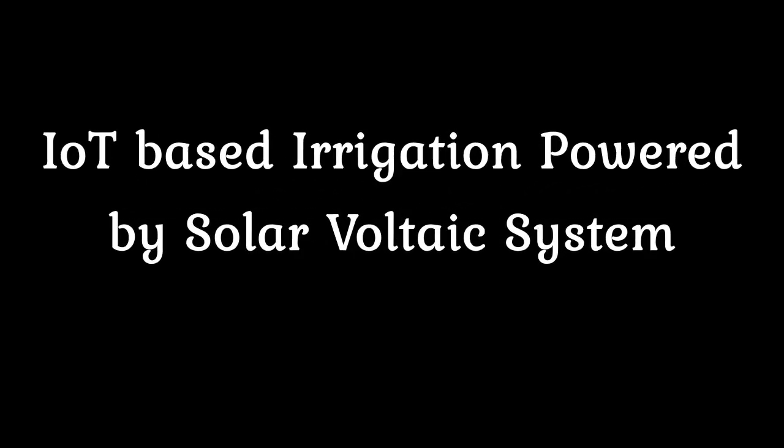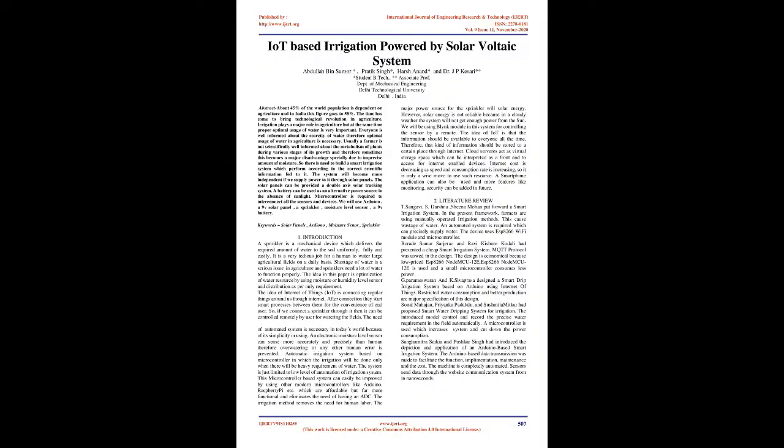IoT-based irrigation powered by solar voltaic system. Abstract. About 45% of the world population is dependent on agriculture, and in India this figure goes to 58%. The time has come to bring technological revolution in agriculture.